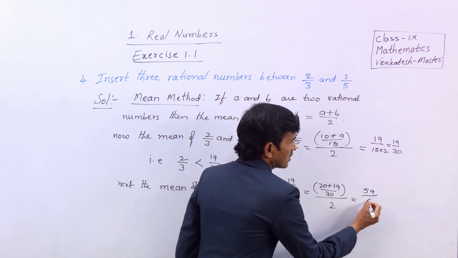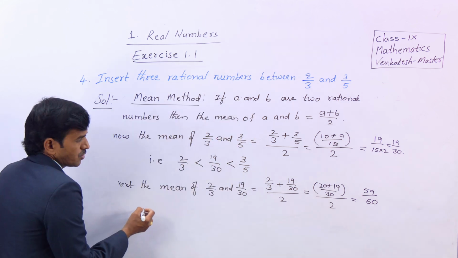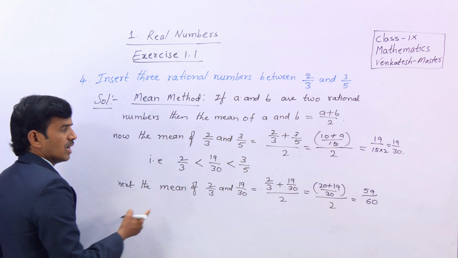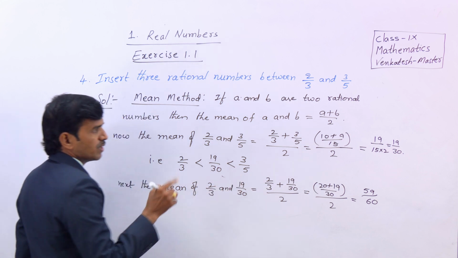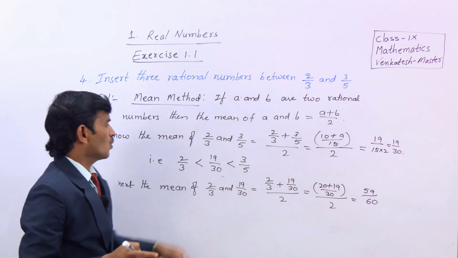30 into 2 is 60. As both are denominators, we can multiply and write here. So next, what do you get here? The LCM of these 2 also we can find. As we required 3, we got the first and second. Next, go for the third.